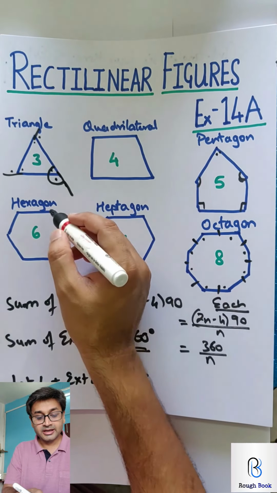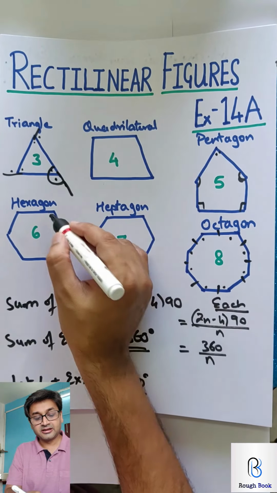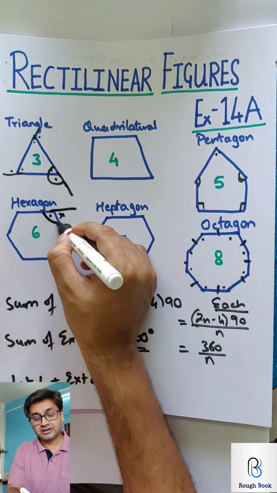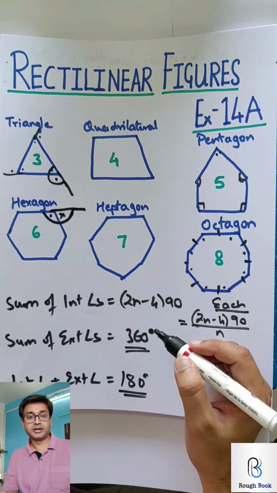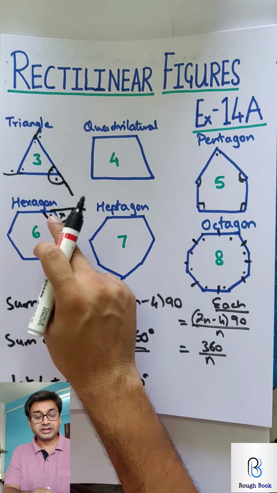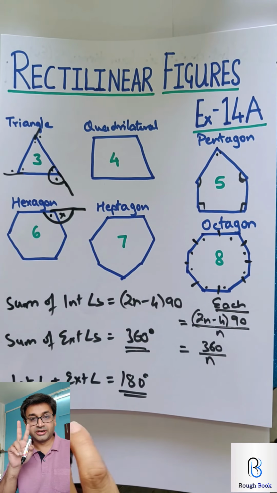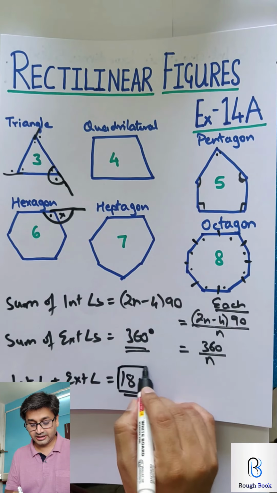Let's look at a hexagon. So this is the interior angle, this is the exterior angle. The total is how much? 180. The total for interior and exterior, one interior plus one exterior, will always remain 180.